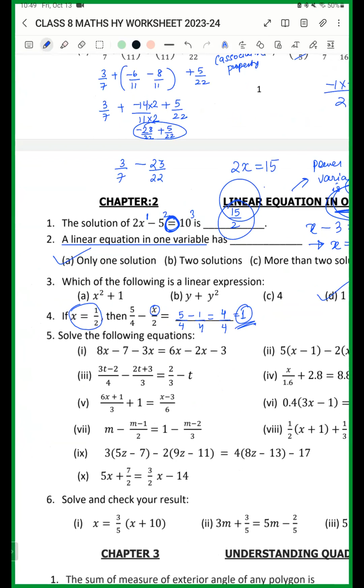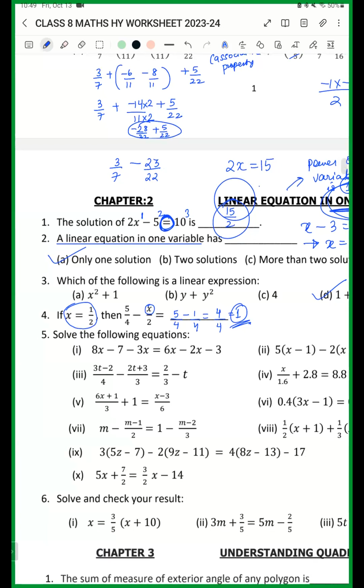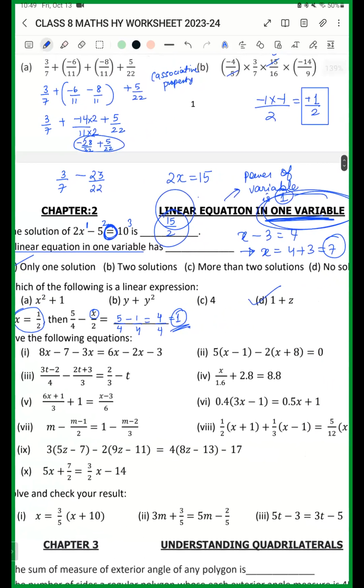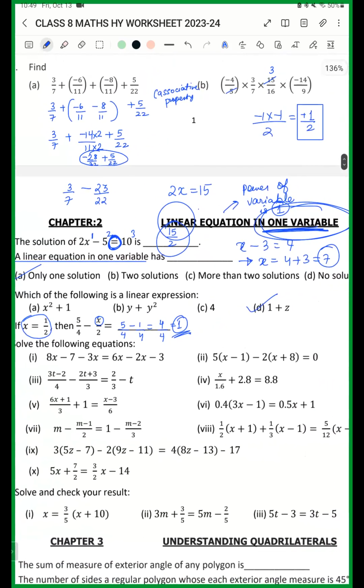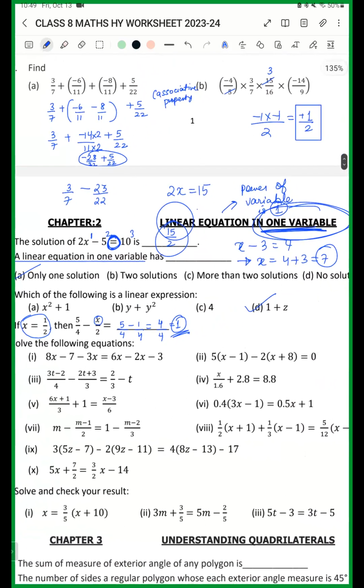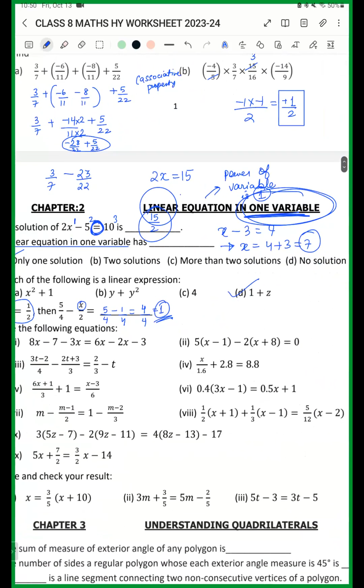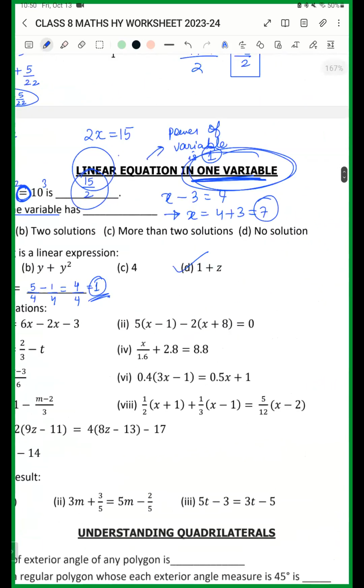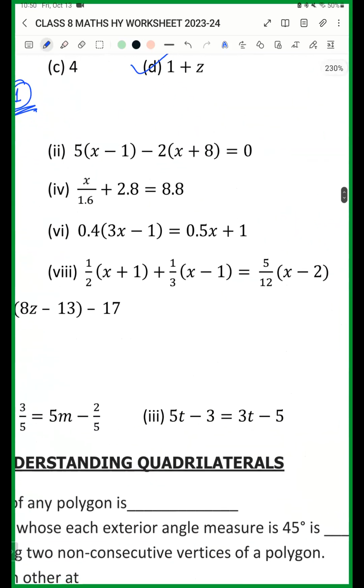Solve the following equations. Okay, let's do one thing. Out of these, you tell me which one you want to solve. The 8th one. Achha, this one. Fine. So let's do one thing. So this is 1 by 2 into x plus 1, 1 by 3 into x minus 1, 5 by 12 into x minus 2.